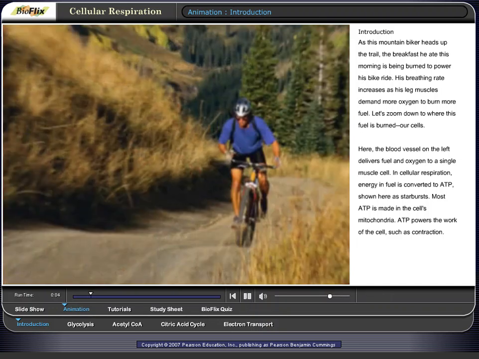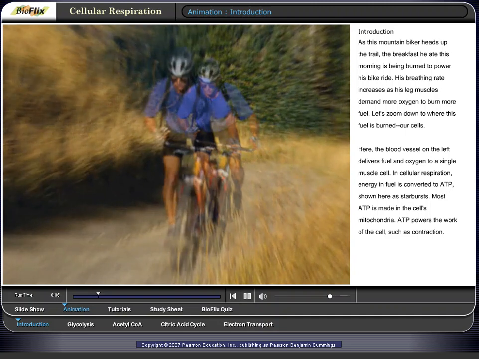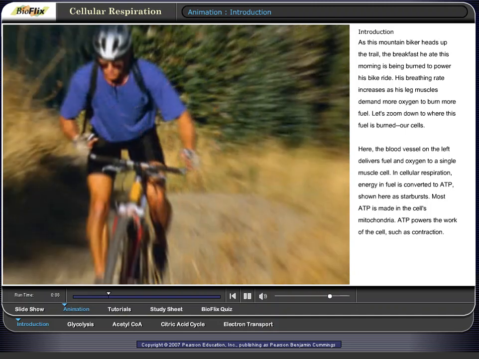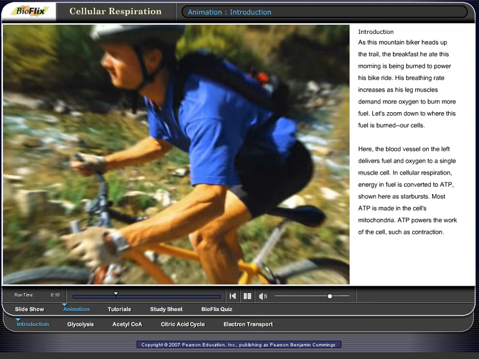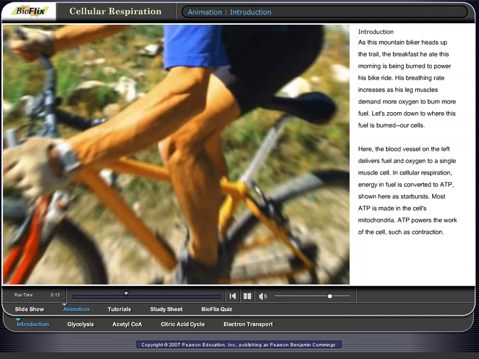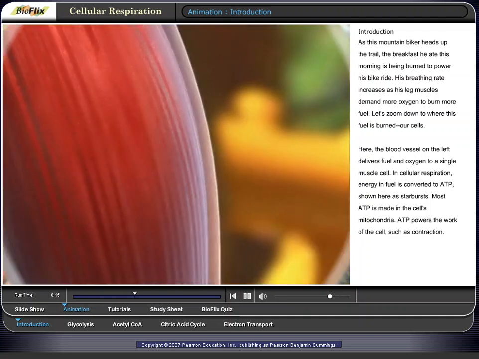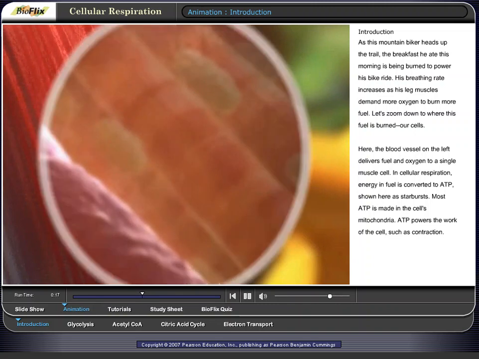As this mountain biker heads up the trail, the breakfast he ate this morning is being burned to power his bike ride. His breathing rate increases as his leg muscles demand more oxygen to burn more fuel. Let's zoom down to where this fuel is burned, our cells.